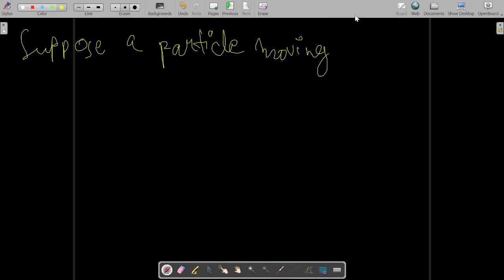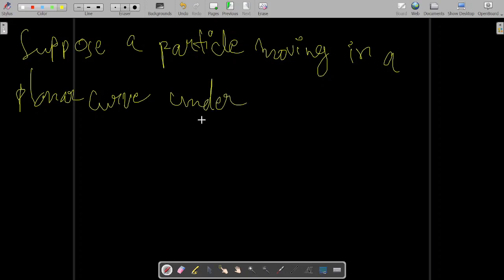A particle moving in a plane curve means a planar curve. Under an acceleration, if we draw the curve, it will lie in the mobile screen. It will not be something of this kind, where this part is out of the plane and this part is below the plane. A non-planar curve is not there.